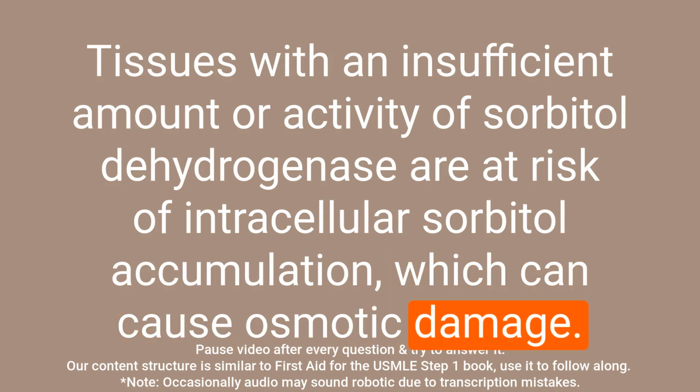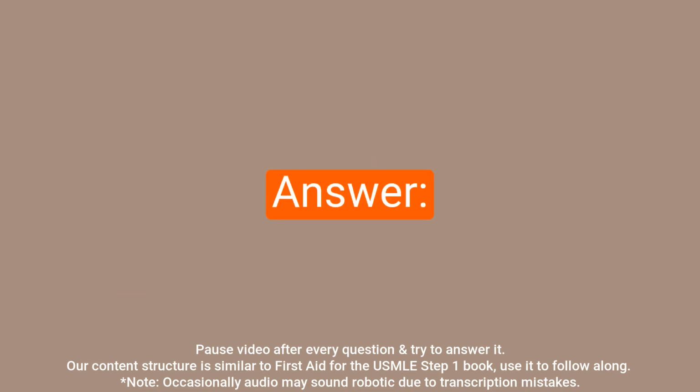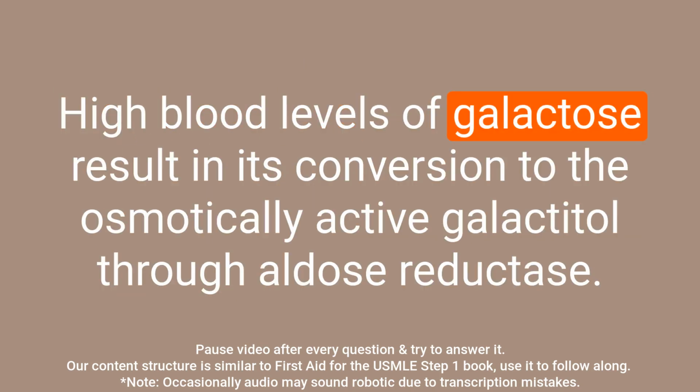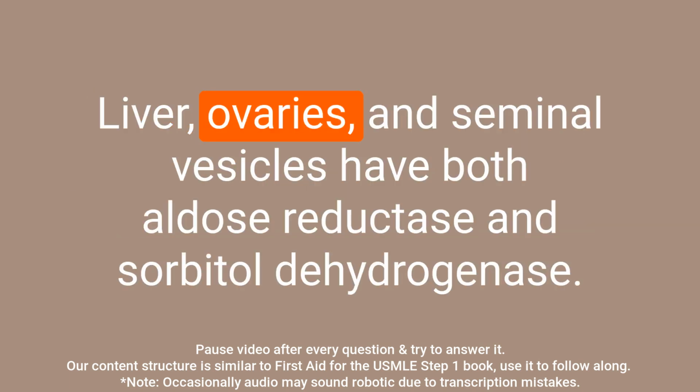cause osmotic damage. Question: what happens when there is high blood levels of galactose? Answer: high blood levels of galactose result in its conversion to the osmotically active galactitol through aldose reductase. Question: which organs have both aldose reductase and sorbitol dehydrogenase? Answer: liver, ovaries, and seminal vesicles have both aldose reductase and sorbitol dehydrogenase.